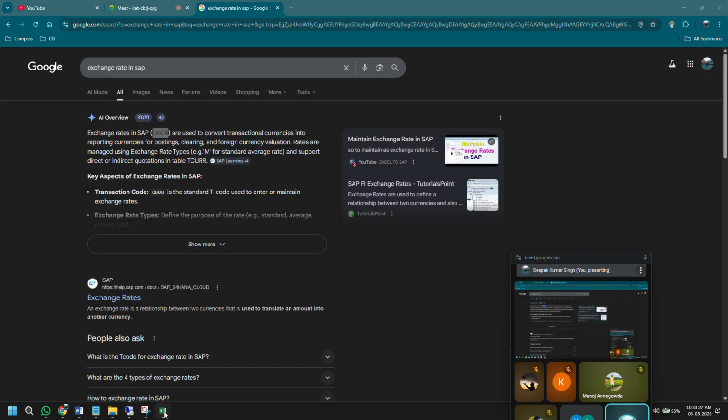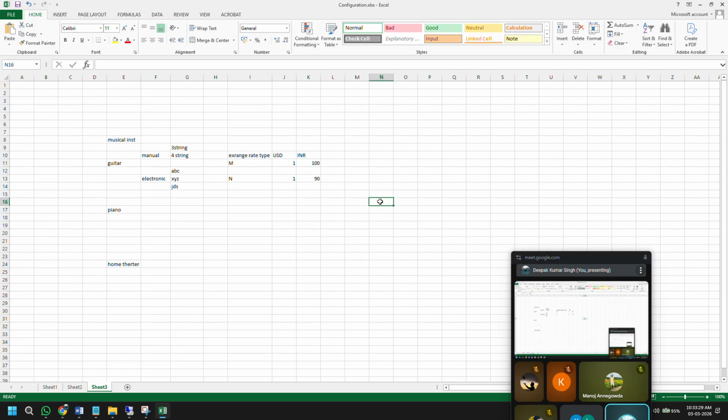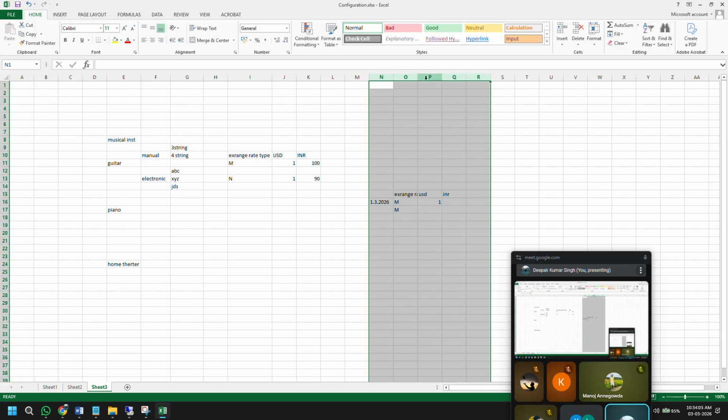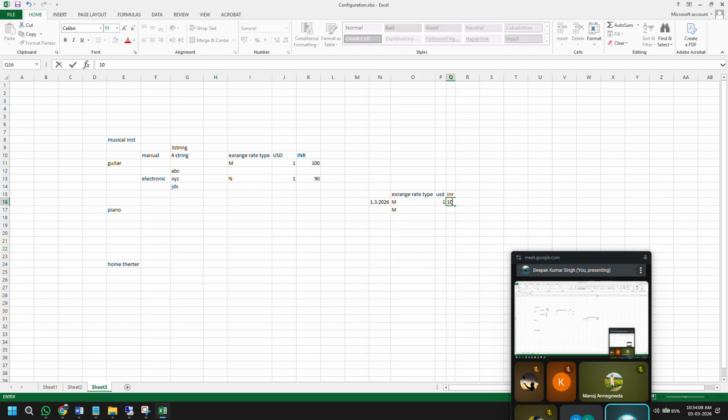Okay, let us go to our Excel. I'll show you one thing. Let's say I have given here 1st of March. This kind of behavior will be used in some other places also, so I'm just giving some time to explain to you. Let's say it's USD, and here we have INR. I told you this is applicable from, this is the from date. Okay, let me put one more column here, exchange rate type as well. Let's not change this, let's keep it M only. 1 USD, I told you 100 rupees.